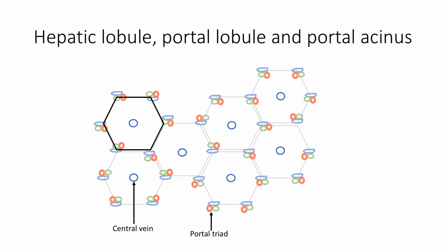Portal lobules are triangular areas marked by imaginary lines connecting three closest central veins around a portal triad. This emphasizes the exocrine function of liver, marking the area which is going to drain into one interlobular bile duct. Portal acinus is an ovoid or a lozenge-shaped functional area, which is marked by connecting two adjacent portal triads with two closest central veins. It correlates the blood supply to the liver with the metabolic activity of hepatocytes as well as certain pathological conditions.